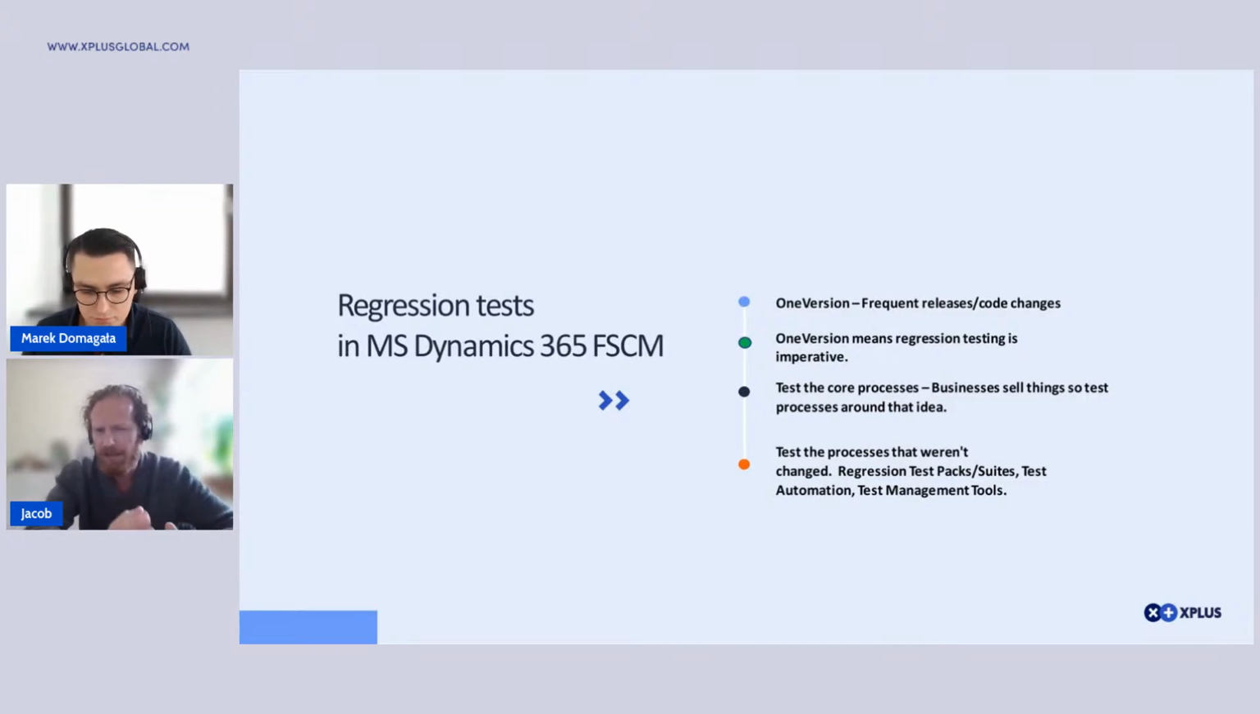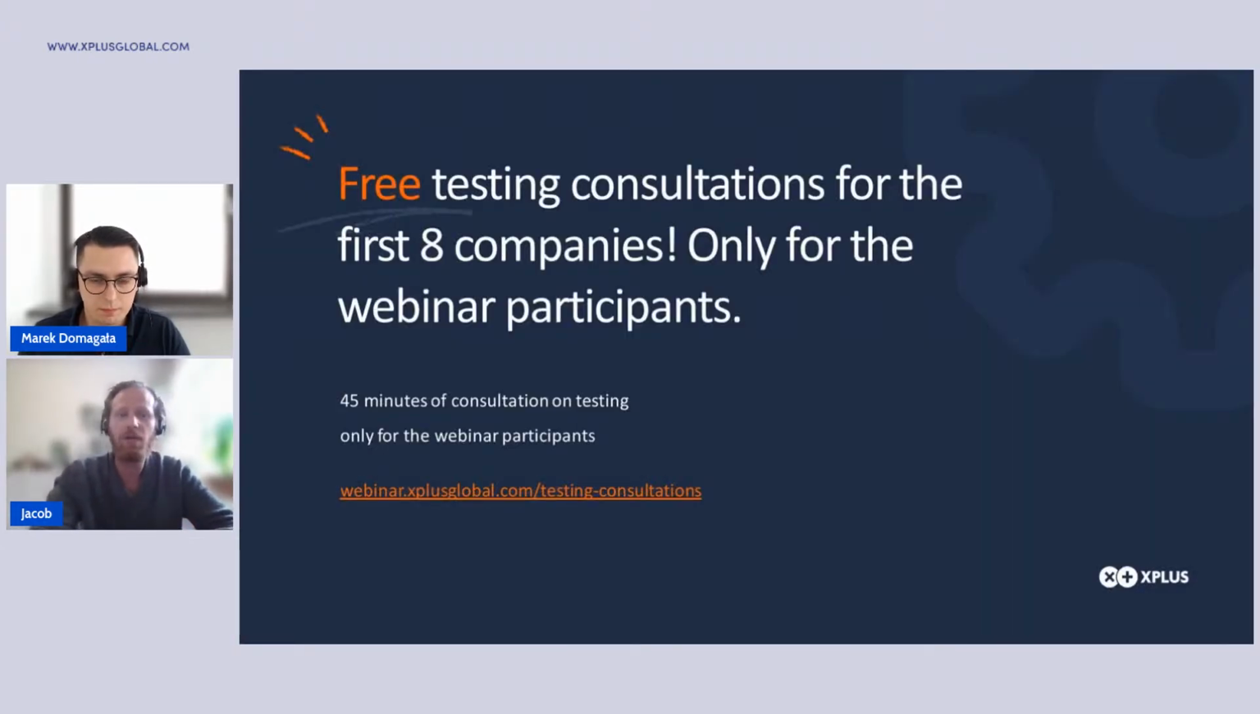The next point: test the processes that weren't changed. Of course, that's the whole idea behind regression. You have regression test packs or test suites. If you're using DevOps, you probably understand that lingo is a test suite, however you say it. This lines up quite well with test automation and also test management tools like DevOps. Marek will also point out a couple of things regarding test automation, and then we'll talk a bit about test management such as DevOps, Jira, things like that that are quite helpful during this whole thing.